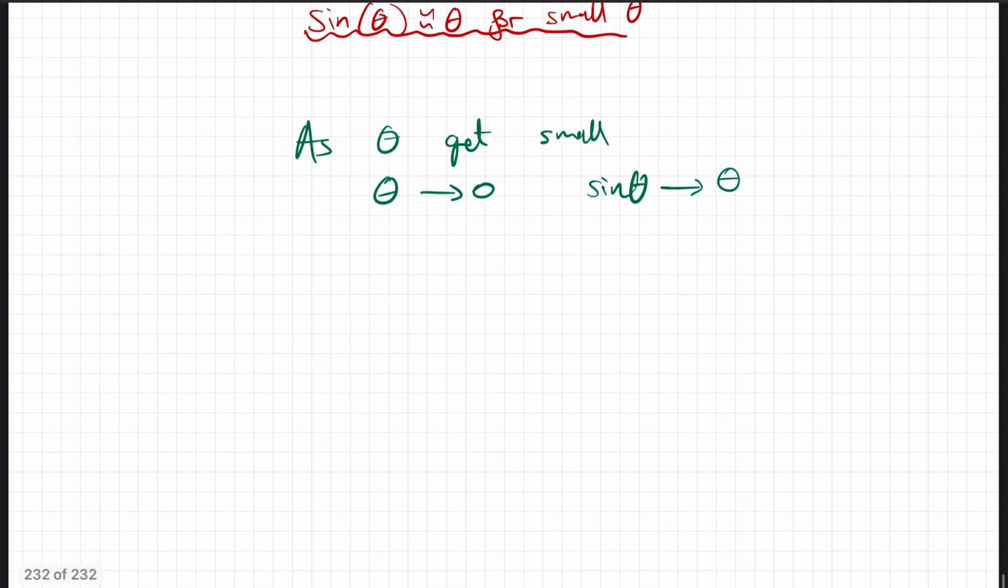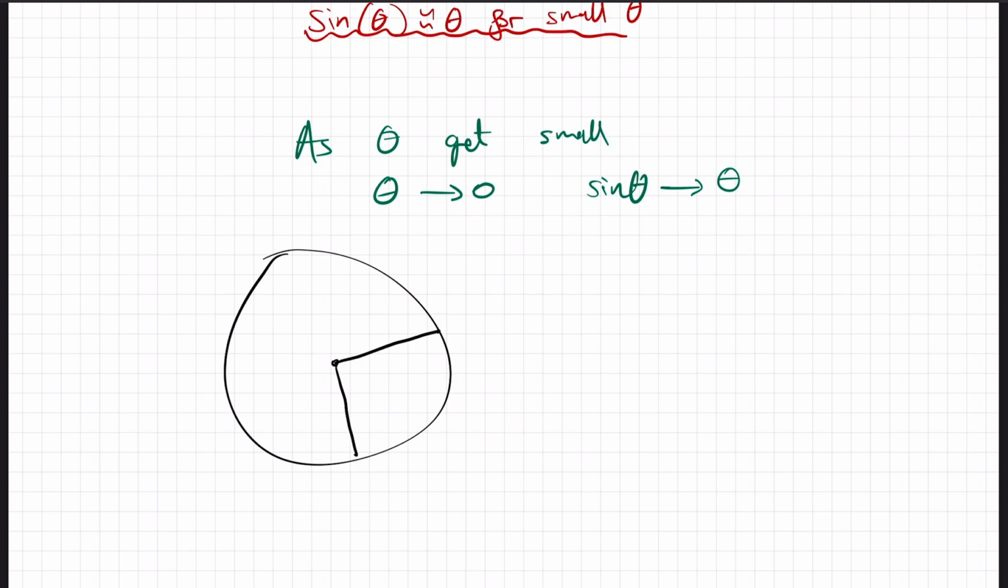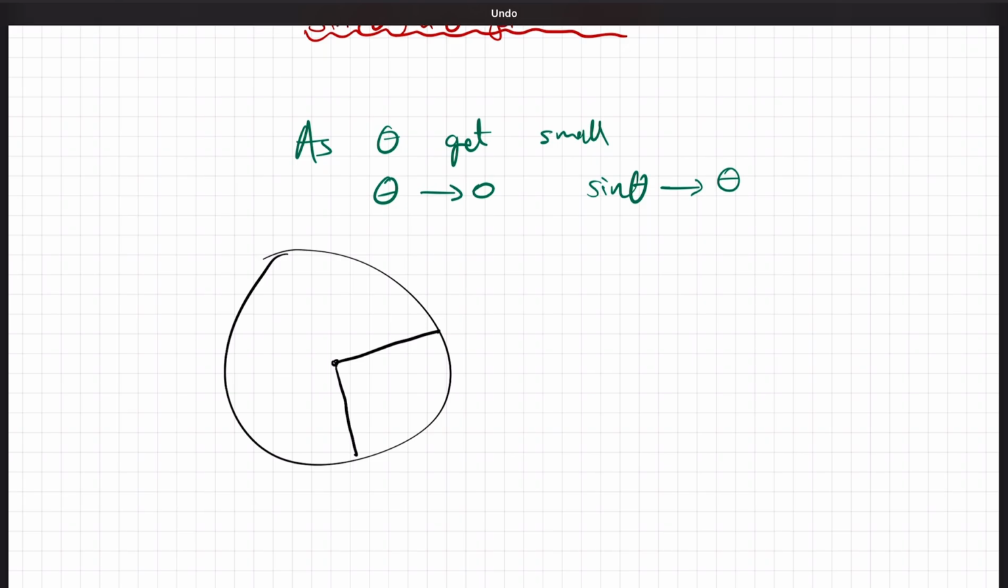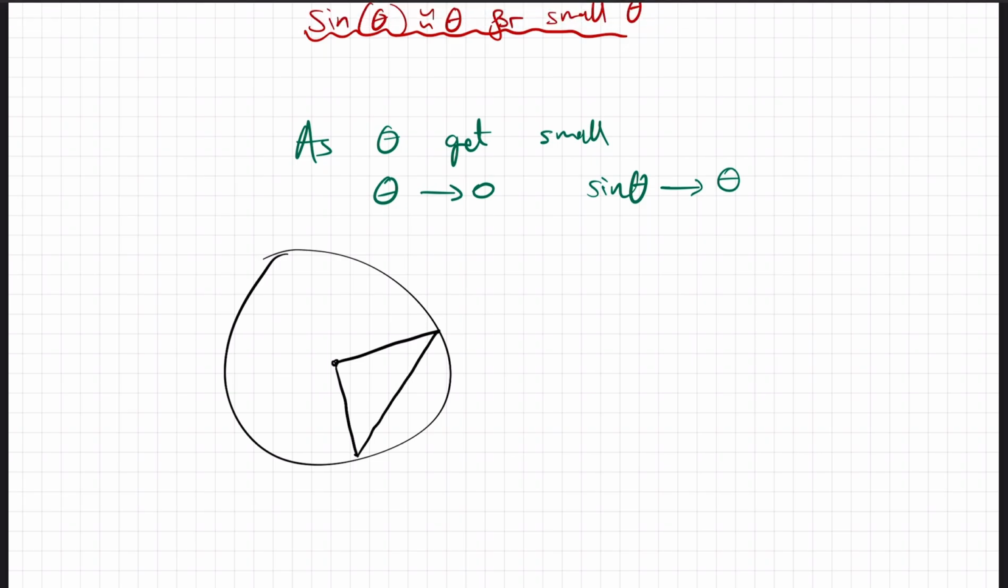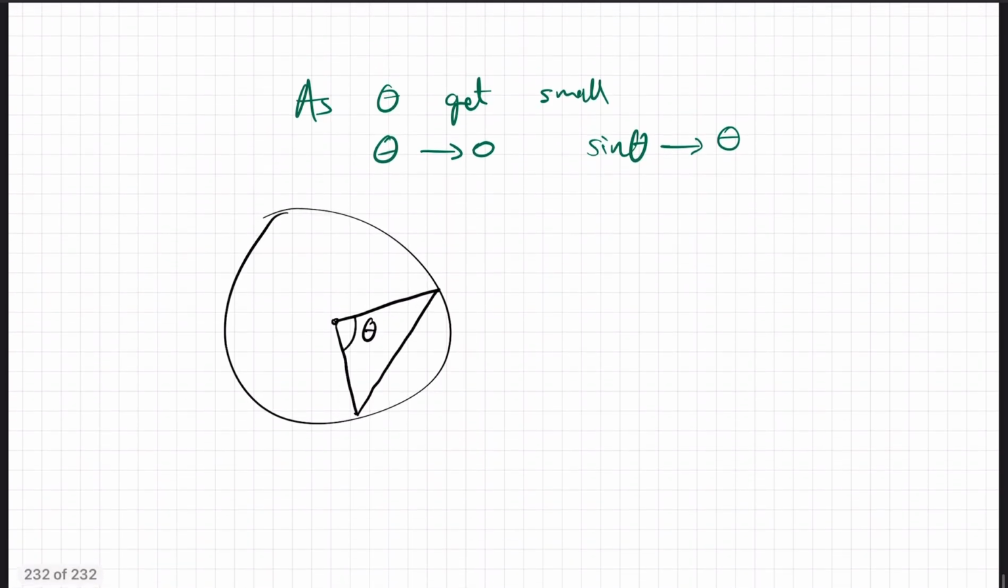So what we need to consider is a circle. Within this circle, we have a sector and a triangle, which is bounded by two radii with angle theta between them. Our goal is to work out what this shaded area is. First we can work out the area of this entire sector.